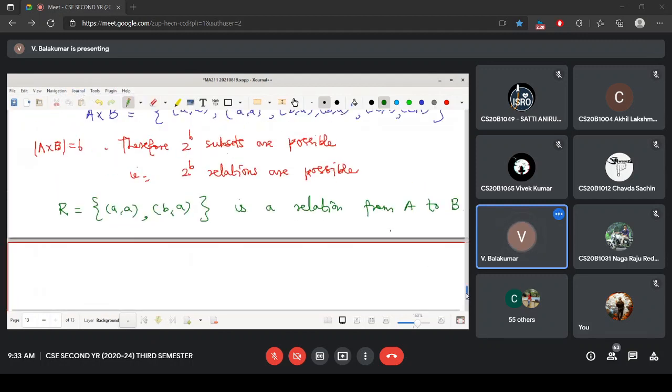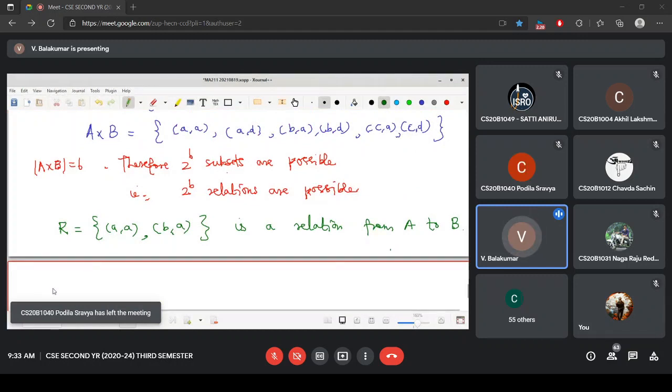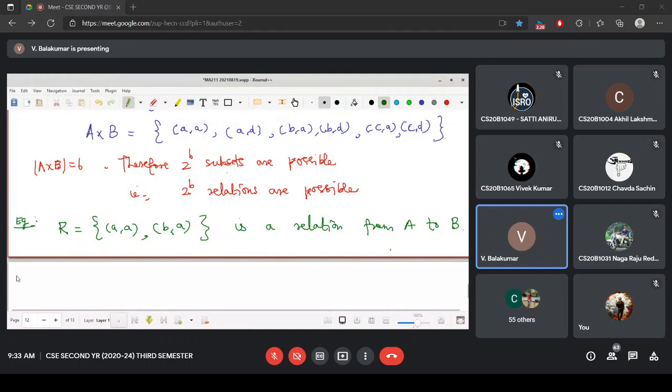For the same A cross B, somebody give me another subset. This is one example. Another example, okay? Or instead of that, let me write down 1, 2, 3. This is one relation. Somebody give me another relation. Try it. We need a subset of this blue color Cartesian product. That's all we need. Somebody try that.